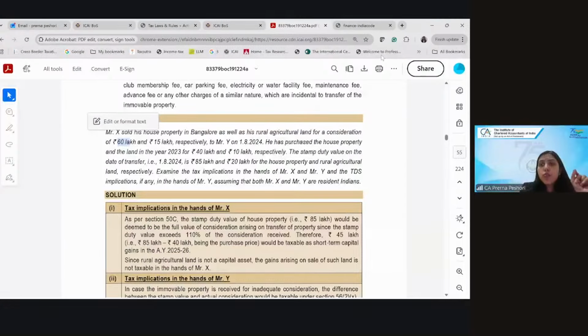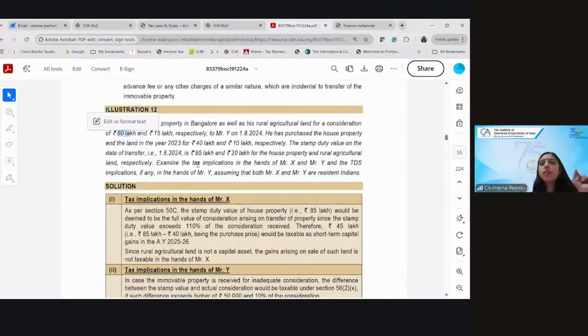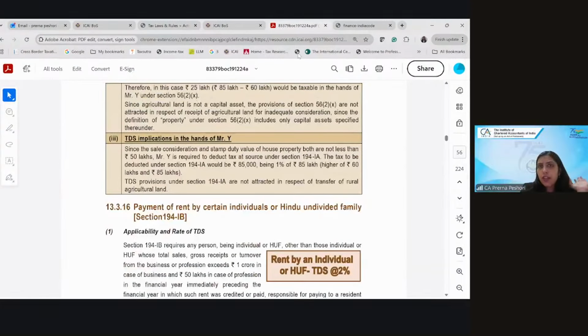So 56(2)(10) refers to a property received for inadequate consideration. What is the meaning of property? Capital asset. Property means a capital asset. Rural agricultural land is not a capital asset. So 56(2)(10) doesn't apply in respect of the rural agricultural land. Are we clear? Yes, ma'am. Any questions, any doubt with respect to this?